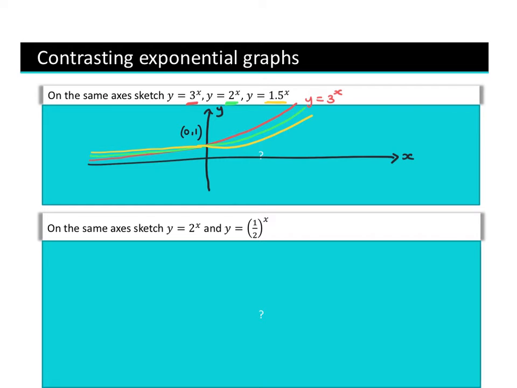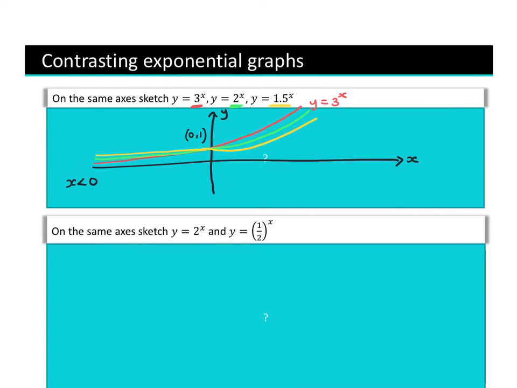This is because we know on the left-hand side, when x is less than 0, 3 to the power of x is smaller than 2 to the power of x, which is smaller than 1.5 to the power of x. That's why we have 3 to the power of x under on the graph. But when we substitute in x greater than 0, 3 to the power of x is going to be greater than 2 to the power of x, which is greater than 1.5 to the power of x.